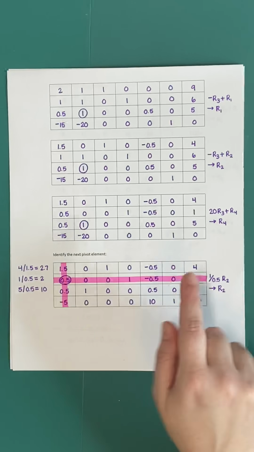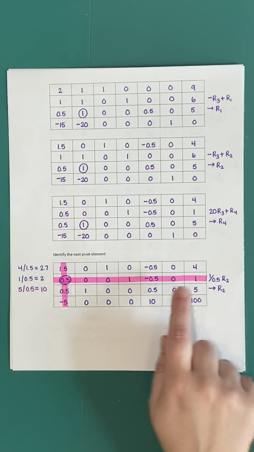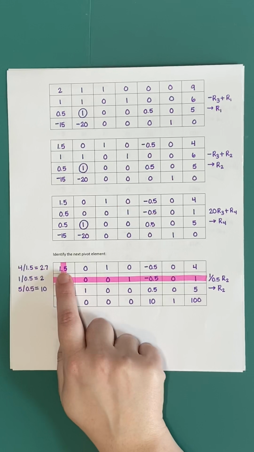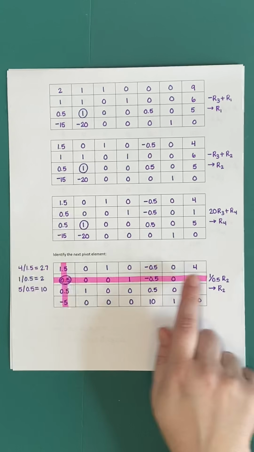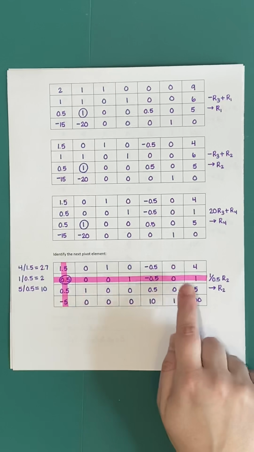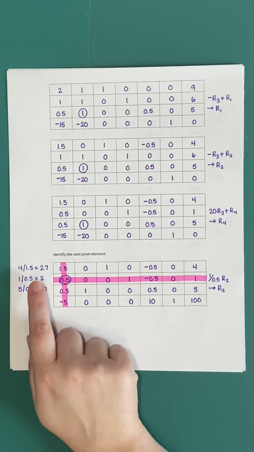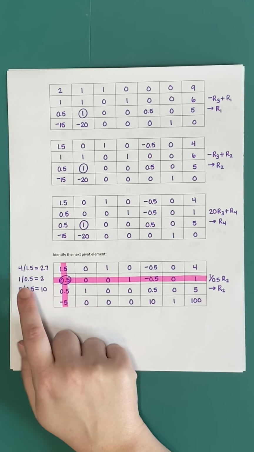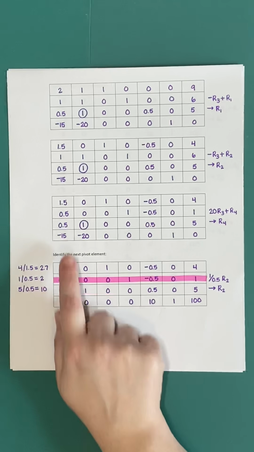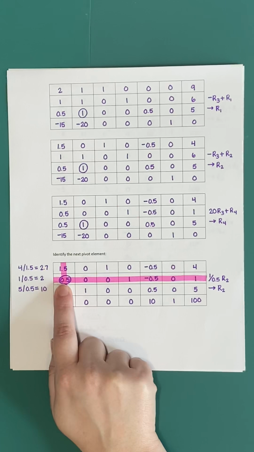I'm going to check for the pivot row by dividing each element on the far right by the corresponding element in that column. So 4 divided by 1.5 is going to give us 2.7. 1 divided by 0.5 is going to give us 2. And then 5 divided by 0.5 is going to give us 10. So the smallest quotient is in the second row. So the second row is going to be my pivot row. So take that intersection. That means our pivot element is going to be that 0.5.